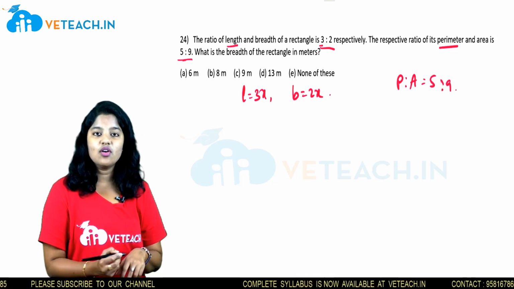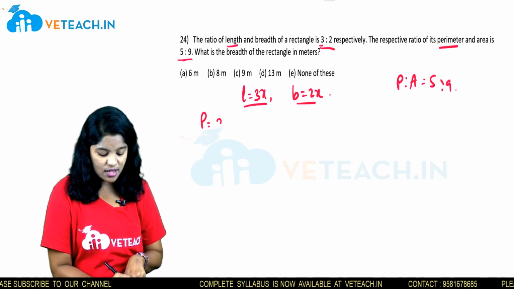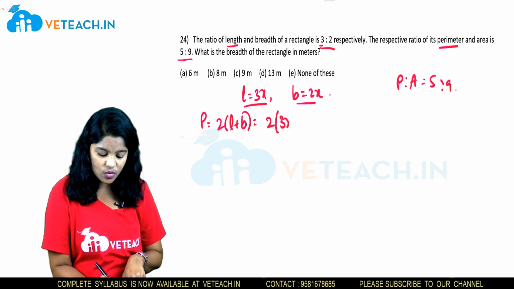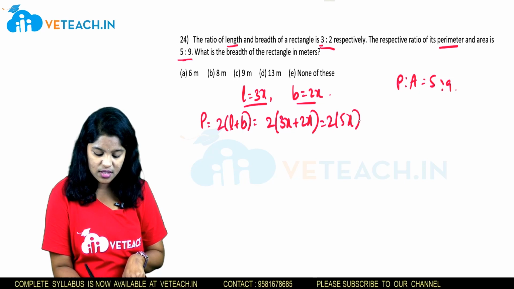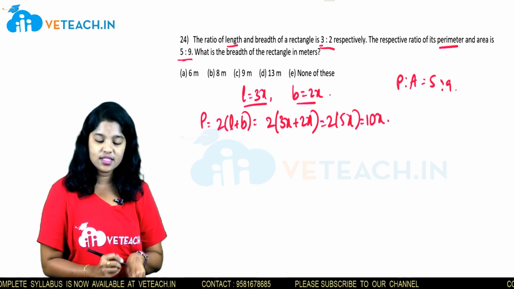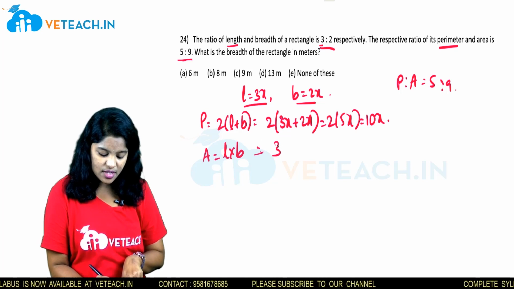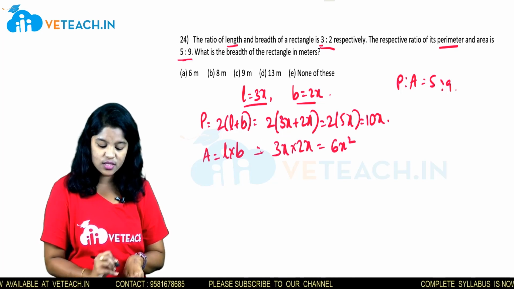5:9. Now let us find the perimeter of the rectangle with respect to length and breadth. That is nothing but 2 into (L plus B). So it is equal to 2 into (3x plus 2x), that is equal to 2 into 5x. So it is equal to 10x, and the area is simply L into B, that is 3x into 2x. So that will be equal to 6x square.